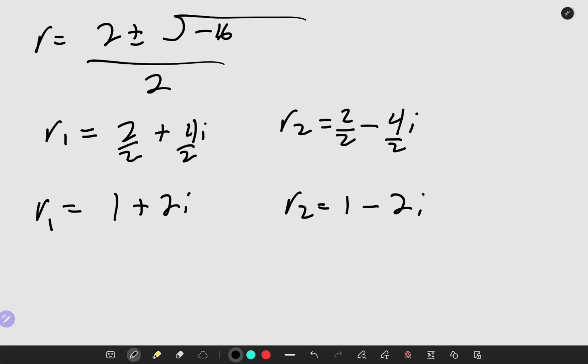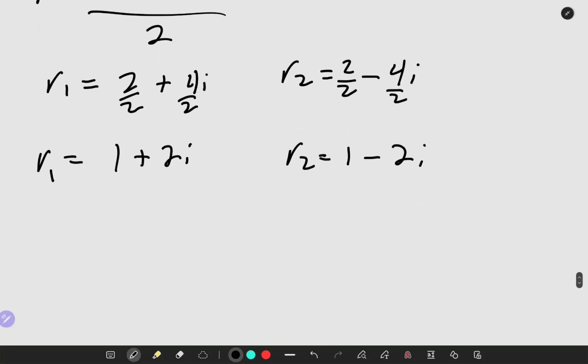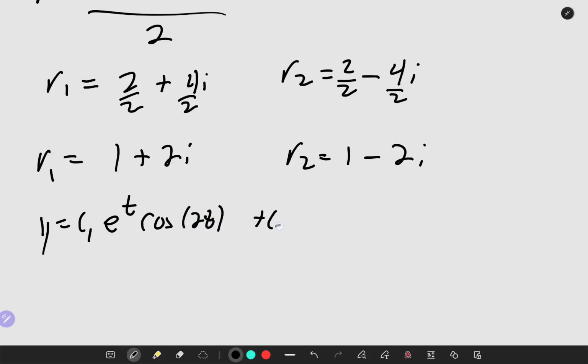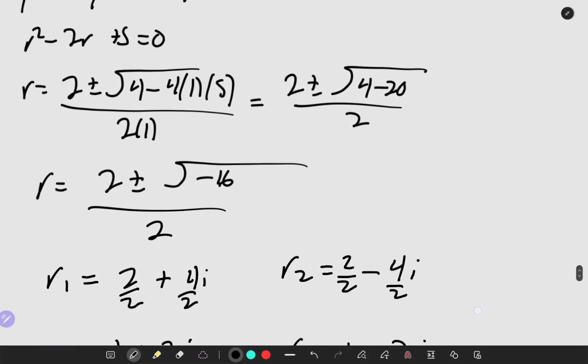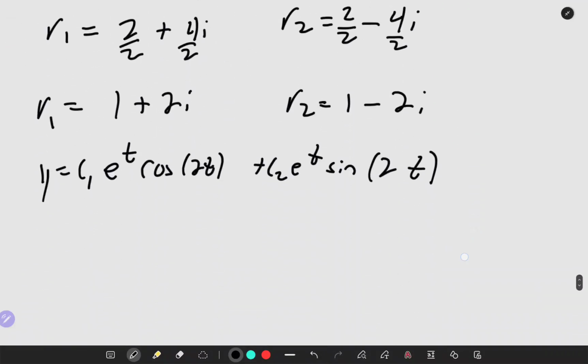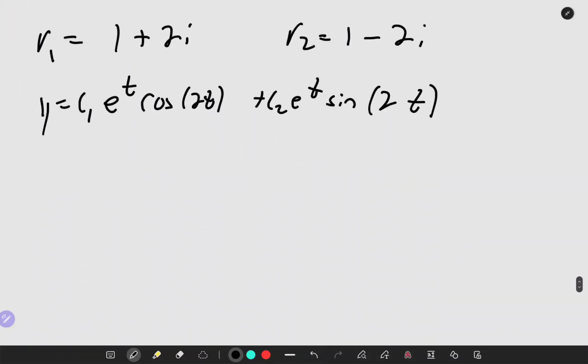Okay, anyways. Let's write our general solution now. So we're going to have y is equal to c1 e to the t cosine of 2t plus c2 e to the t sine of, sorry. I almost did what I said not to do. I was just following. But anyways, so now we have our general solution. Let's look at our first initial condition. First of all, we see we need y prime, right?